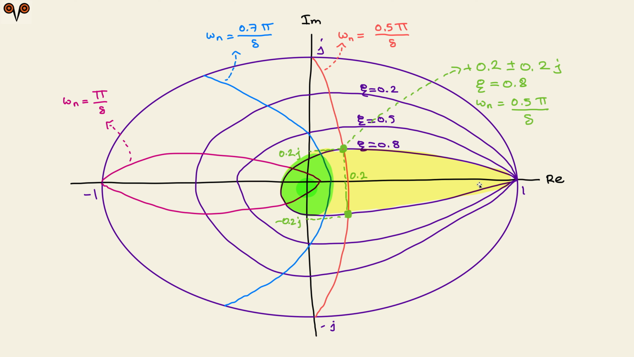To summarize, sorry for making it long, if you want a smoother system response without oscillations, choose your eigenvalues from this yellow region. And if you want a faster response, stay close to the imaginary axis and choose your eigenvalues from this blue region. So the green region here is the region that you should aim at for a faster response without oscillations. I think you got my point.